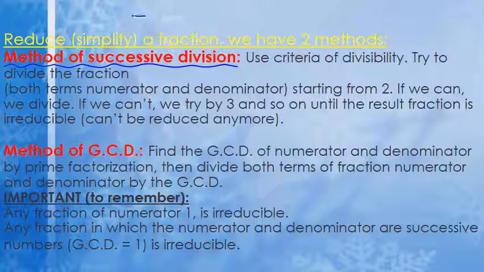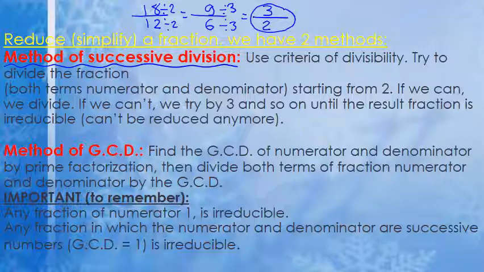Suppose we have here the fraction 18/12. Both terms can be divided by 2, so we divide up by 2, down by 2. 18 divided by 2 is 9 and 12 divided by 2 is 6. Now 9/6 cannot be divided by 2 anymore because 9 is not even, so we divide by 3 because 9 is a multiple of 3 and 6 is a multiple of 3. 9 divided by 3 is 3, 6 divided by 3 is 2, so 3/2 is an irreducible fraction. This is called the method of successive division.